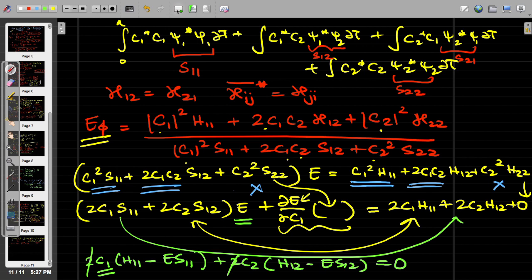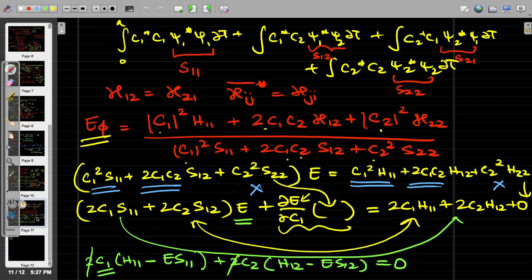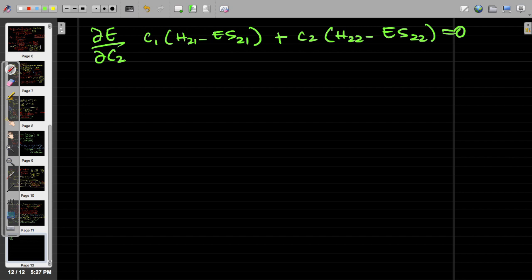And I request you to calmly do the other differentiation, which is dou E by dou C2. But I'll immediately help you understand how the answer will come up. You're going to have C1 with H21 and S21, and then C2 with H22 and S22. So you're going to get something like C1 times H21 minus E S21 plus C2 times H22 minus E S22 equal to 0. So this is what you're going to end up getting.